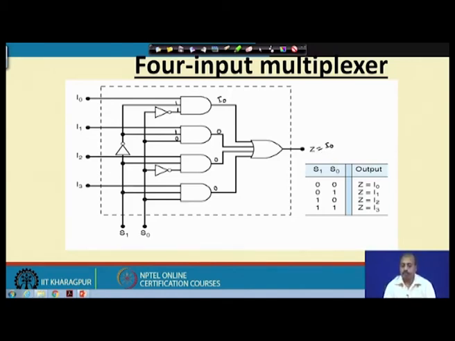So, at Z I am getting I0. Other combinations also you can check. So, this is the functionality of a 4 input multiplexer or 4 to 1 multiplexer, whatever you call it.